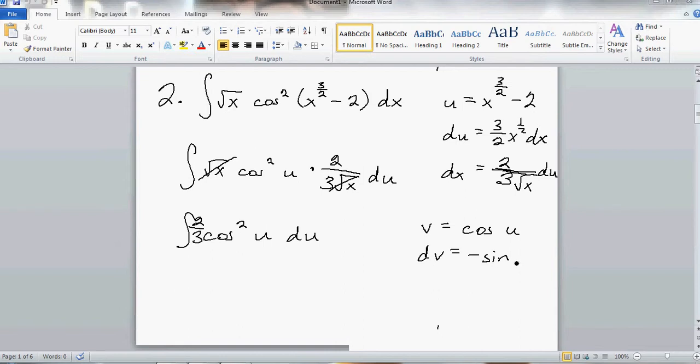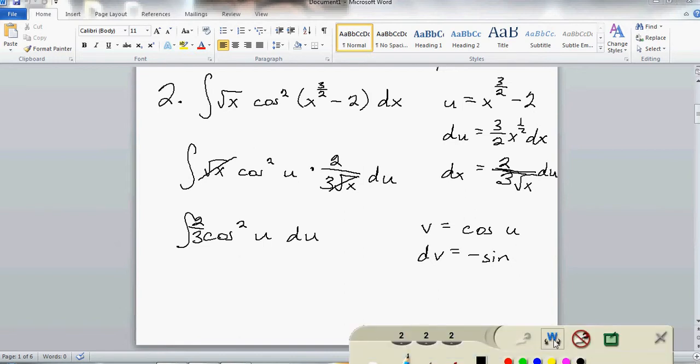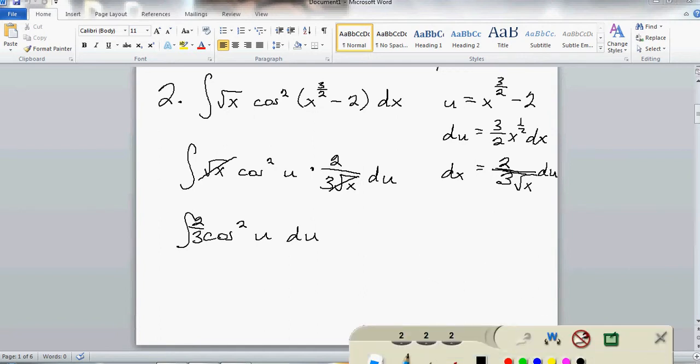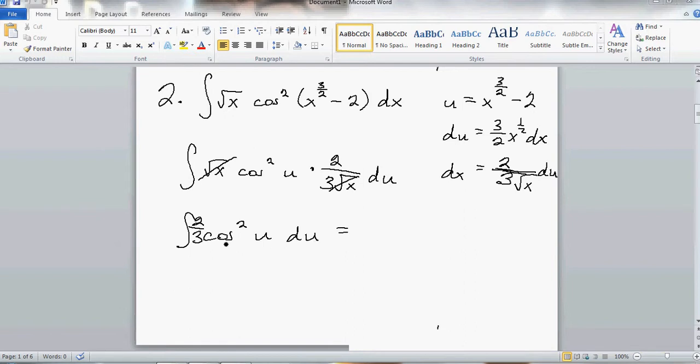Let's see, what do we need to do here? Oh, we just need to work backwards. There, okay. We just have to realize that it's going to be 2/3. Increase this to, this will become a cosine cubed of u, but we have to divide by the derivative of this inside, so that would be negative sine of u.